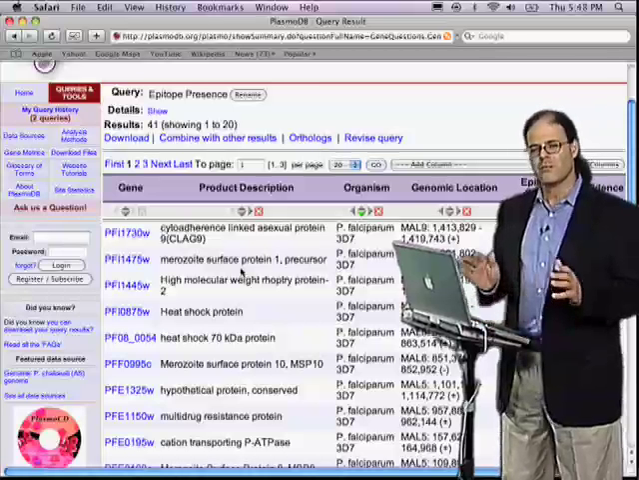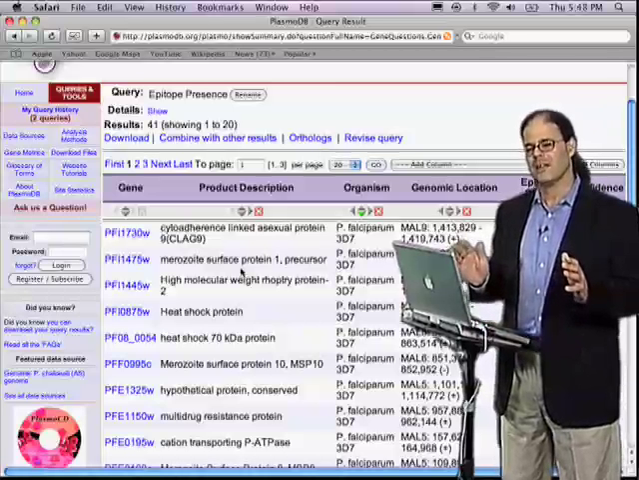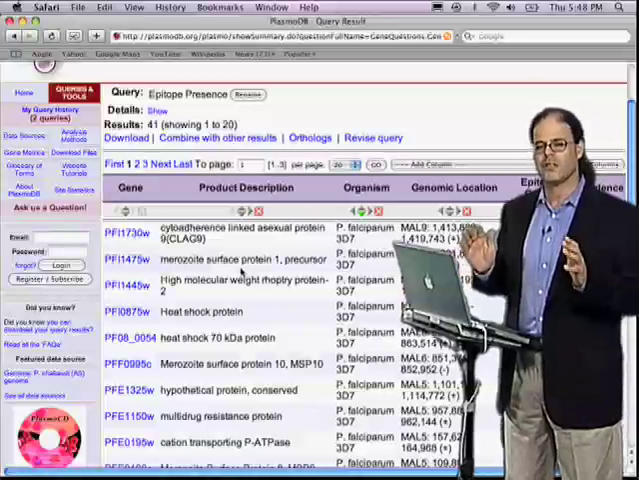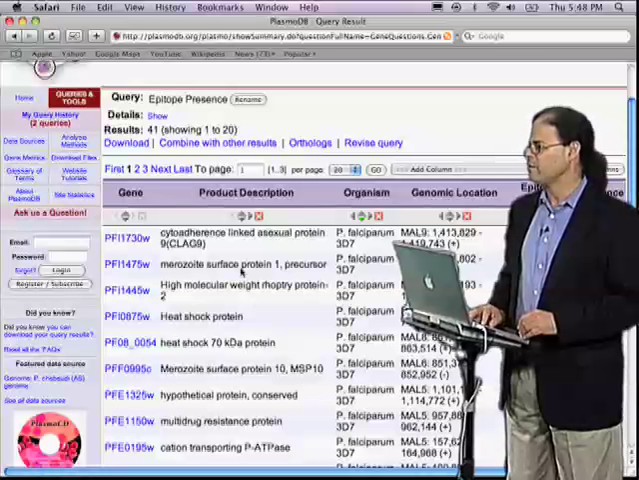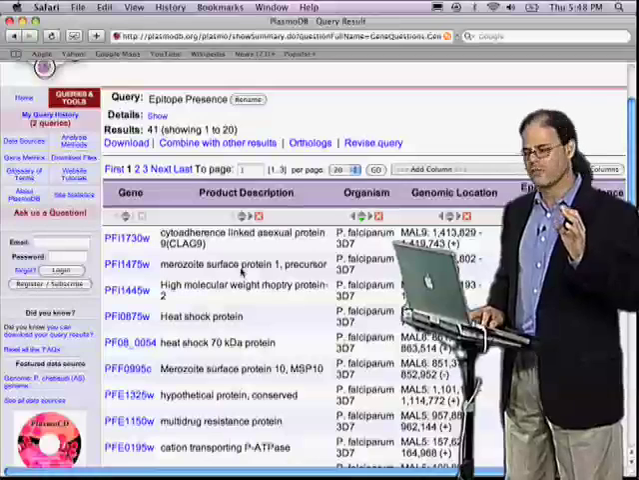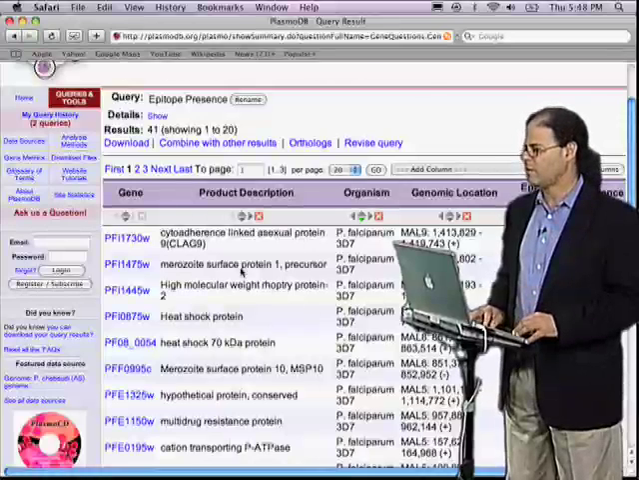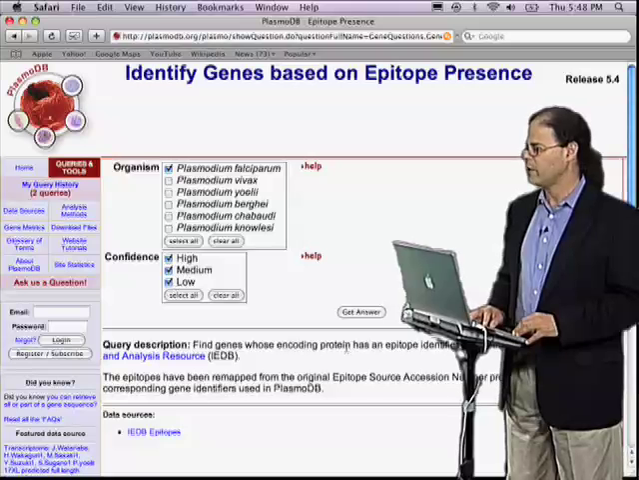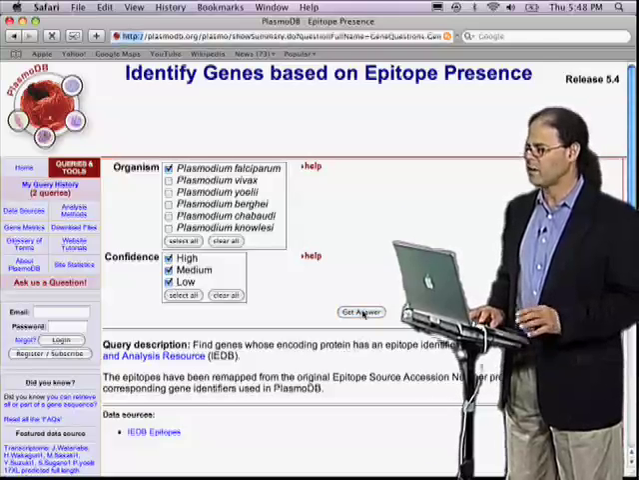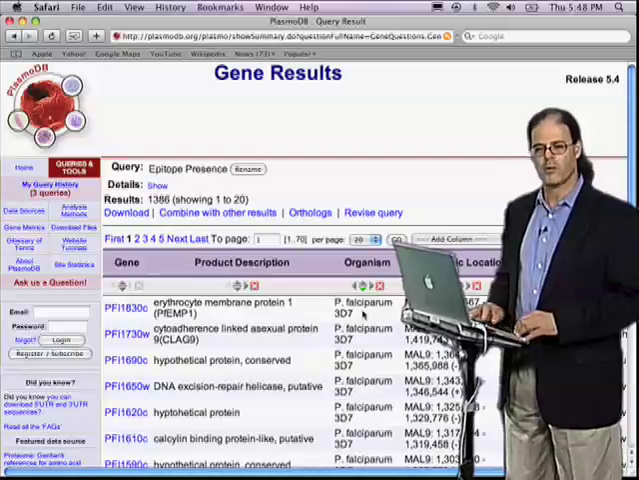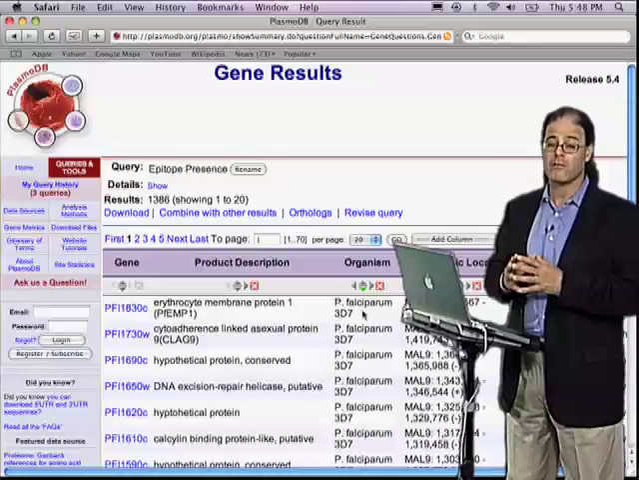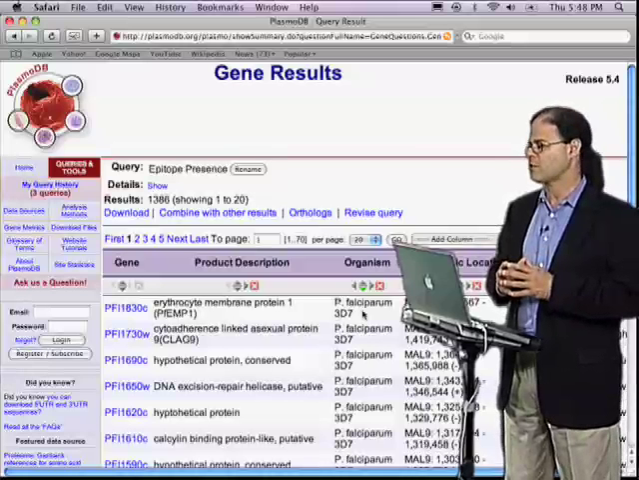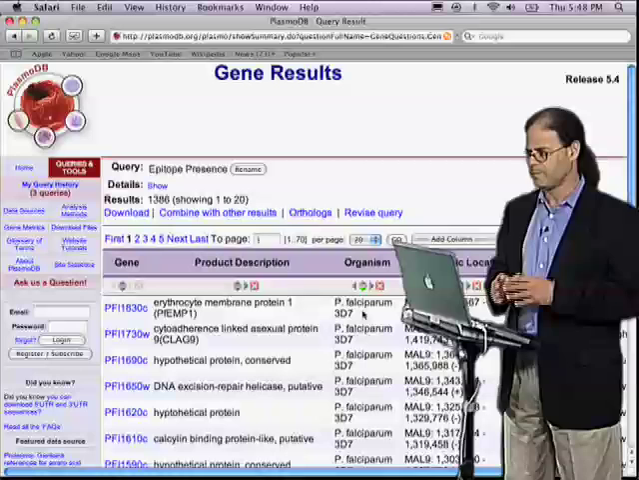But surely there must be more than 41 candidate targets in a genome of many thousands of genes. So let's modify this query to ask a different question. Ask not just those antigens that have a high confidence of immune reactivity, but those that have any confidence of immune reactivity. And now we come up with a much larger list of genes, for which we may have lower confidence, but things that we might want to explore further.